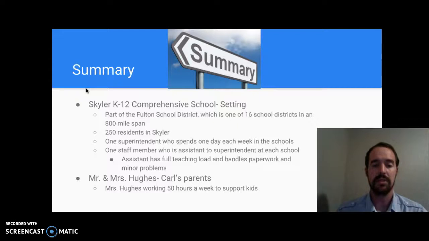Last but not least, Mr. and Mrs. Hughes are Carl's parents. They, like I said prior, were just divorced 3 months earlier. Mrs. Hughes is working 50 hours a week now to support the kids.